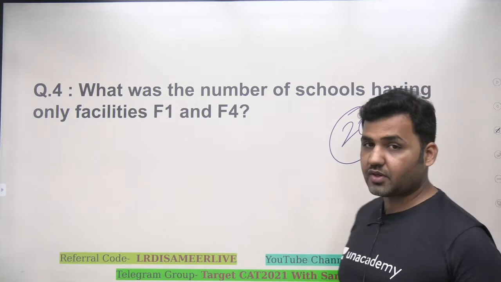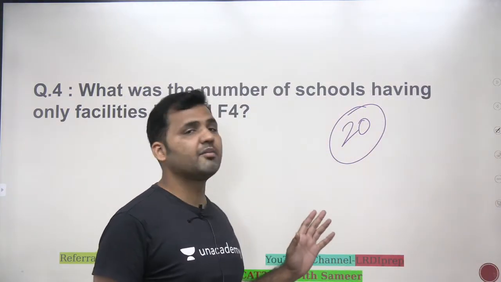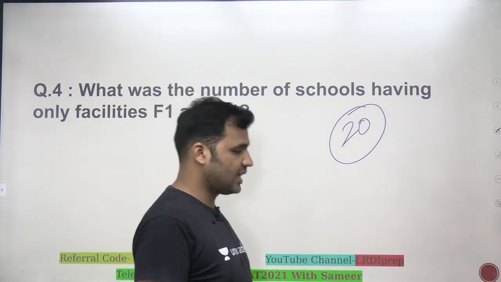That's it. These were the 4 questions, and you can see that it's a very simple question. If you know the basics of a 4-set Venn diagram, you can easily answer the questions, guys.